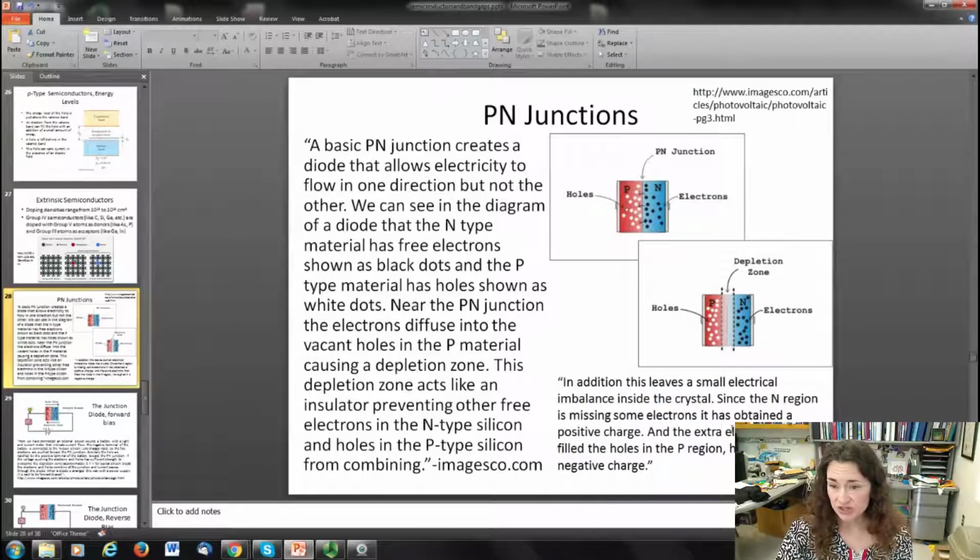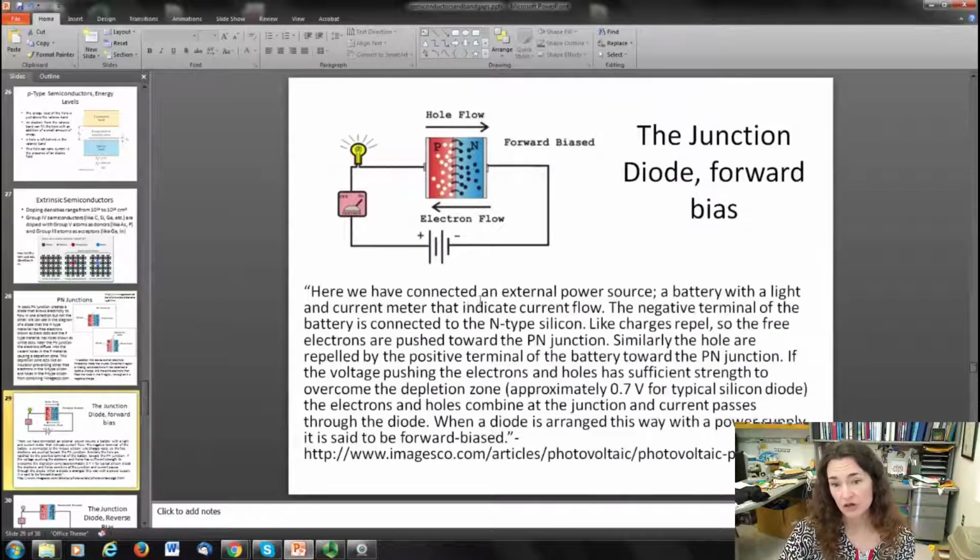Since the N region is missing some electrons, it's obtained a positive charge, and the extra electrons that filled the holes in the P region have given it a negative charge. Now, if it's just sitting there, this doesn't create any electricity. However, if you apply a voltage to it, an external power source, then you've got a junction diode with a forward bias.